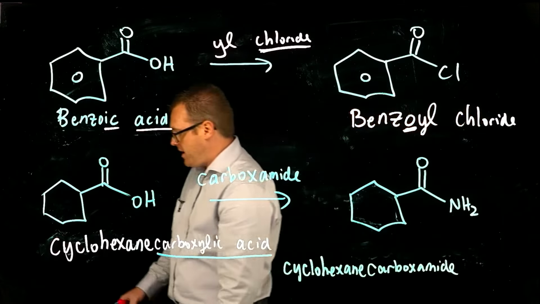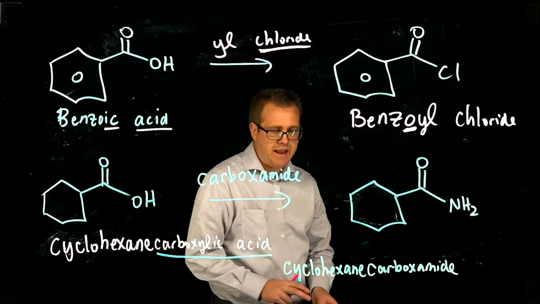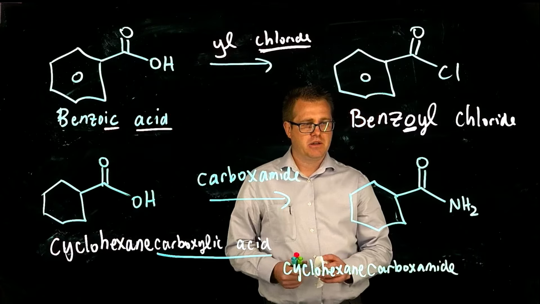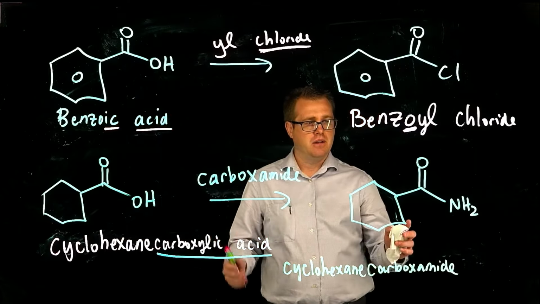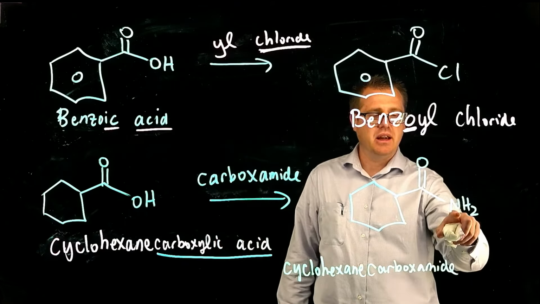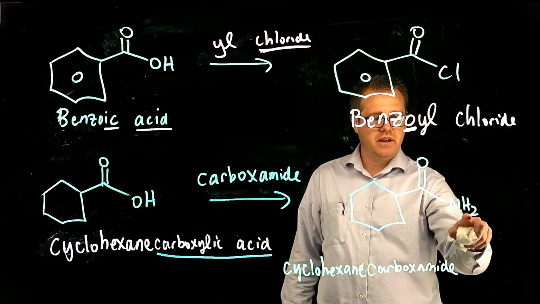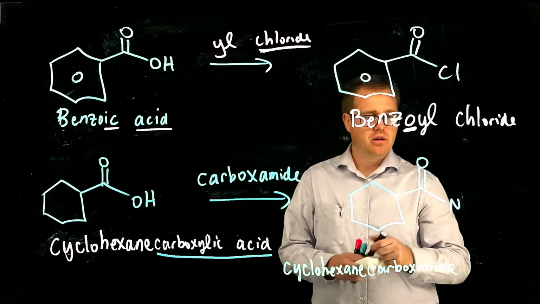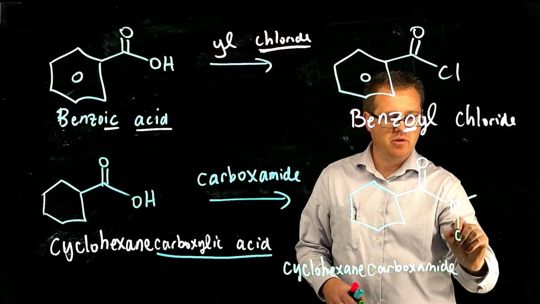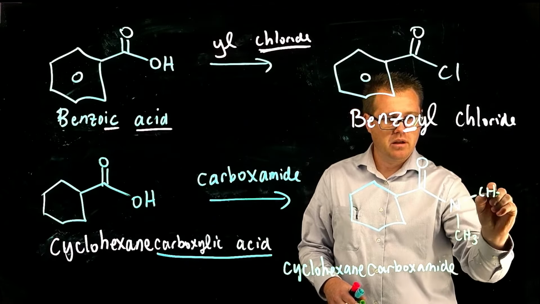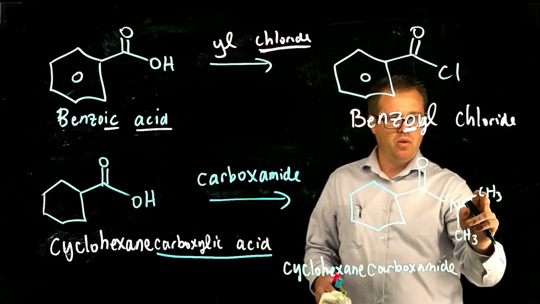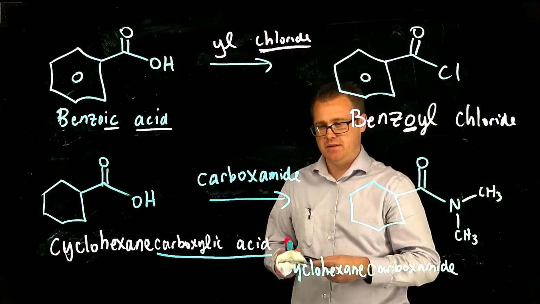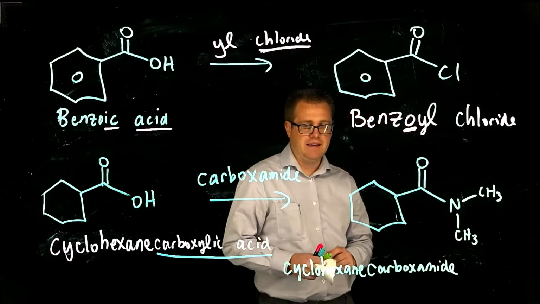Now, amides add another layer of complexity in which you have alkyl groups attached to the nitrogen atom. What if these two hydrogens we replaced them with methyl groups? Or what if there was only one methyl group and one hydrogen? How would you name that type of species? So that's what we're going to look at next.